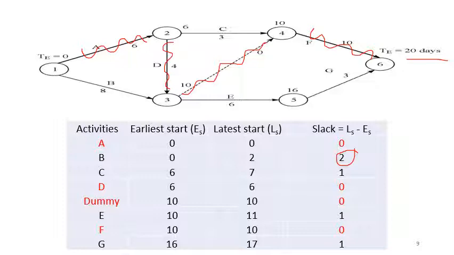So even if activity B is delayed by say 1 or 2 days, it will not cause any change in the project completion time of 20 days. Whereas for all critical activities, since the slack is 0, the earliest start and latest start are equal, and slack is 0, no delay is permissible in the critical activities.